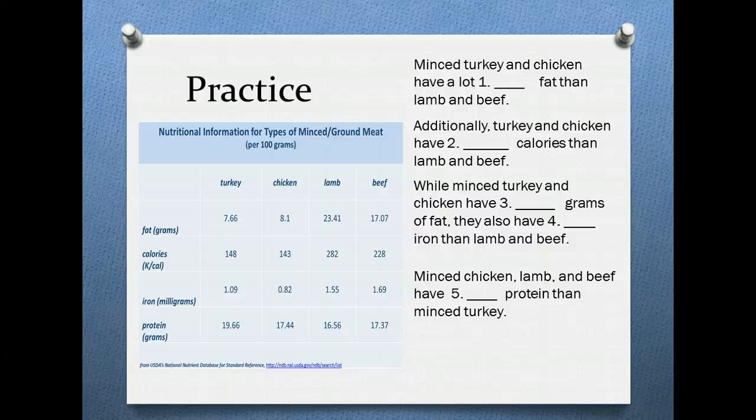So now that you're ready, let's take a look at the answers, and hopefully yours match with mine. So for number 1, we've got minced turkey and chicken have a lot less fat than lamb and beef. Additionally, turkey and chicken have fewer calories than lamb and beef. While minced turkey and chicken have fewer grams of fat, they also have less iron than lamb and beef. Minced chicken, lamb, and beef have less protein than minced turkey.